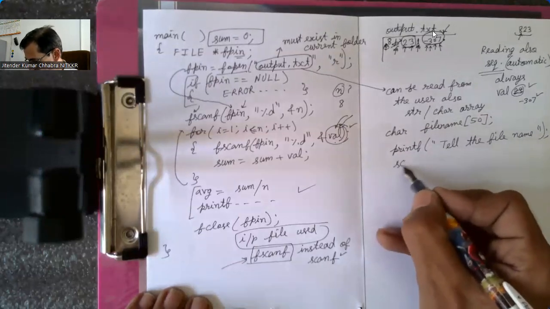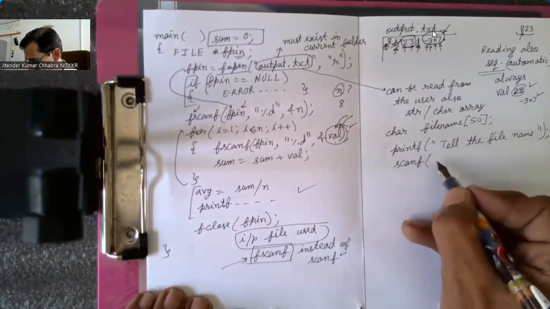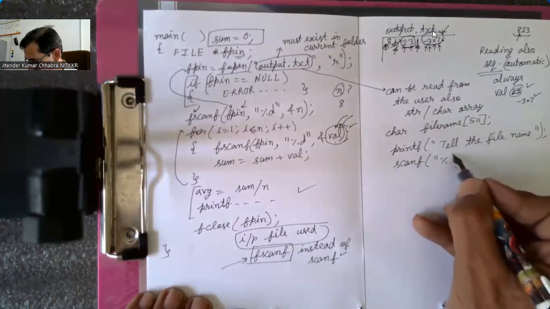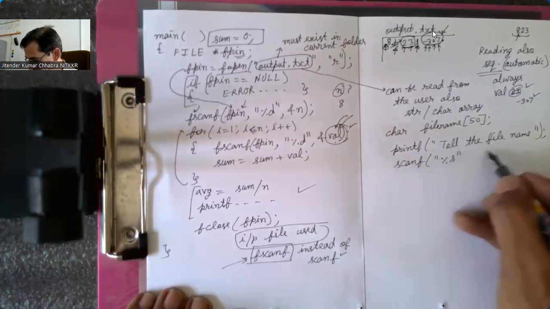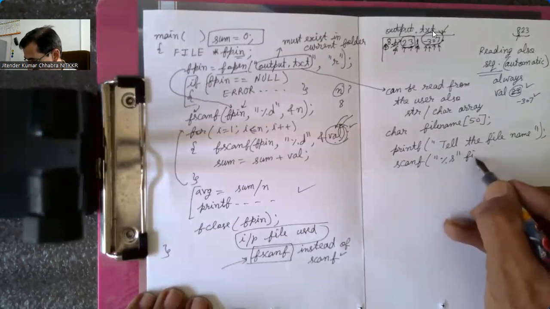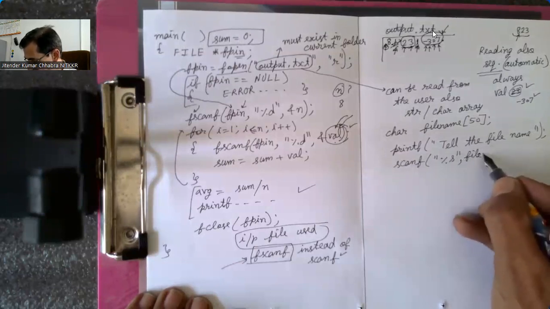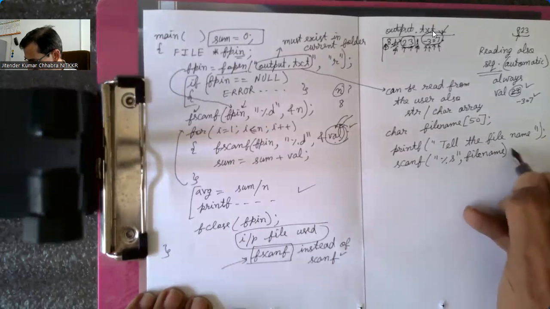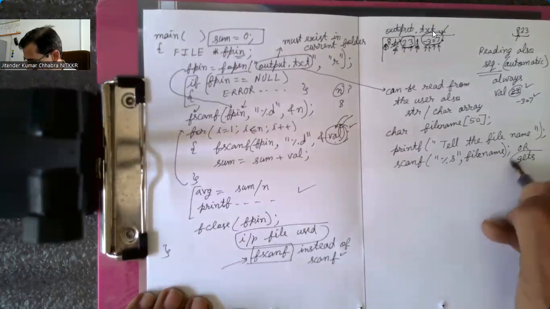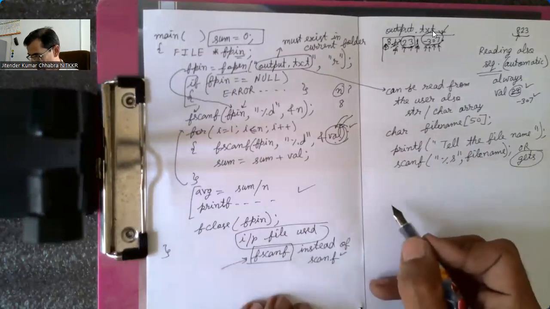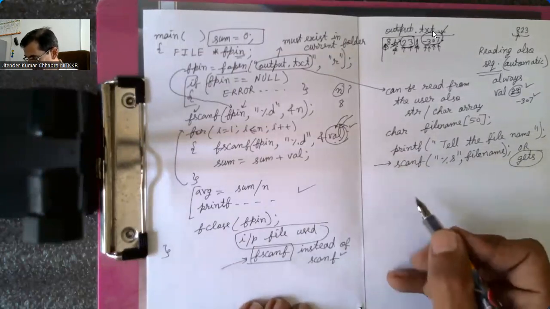Now you have to read from the user the file name. How to read? Percentage %s and the file name, comma, file name. Or you can use gets, that also does the same work. Whatever you have been doing. From the user, you ask the file name.